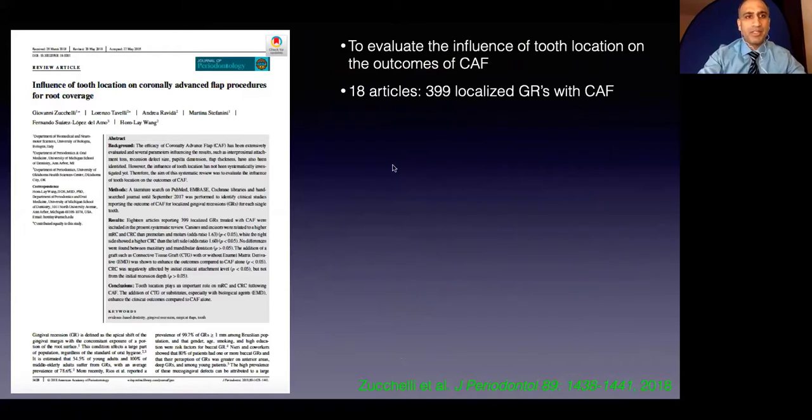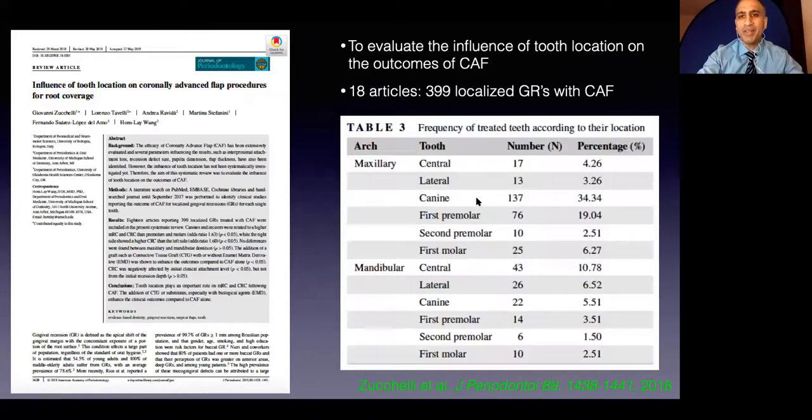To further illustrate this, in articles published by Zucchelli and his group in 2018, where they looked at the influence of tooth location on coronally advanced flap procedures for root coverage, they looked at about 18 articles with close to 400 recession defects. And when you look at the frequency table of the sites that they looked at, the maxillary canine and first premolar comprise over half of their total data set, whereas mandibular central and lateral teeth only have about 17%, almost 3 times difference in terms of the number of teeth.